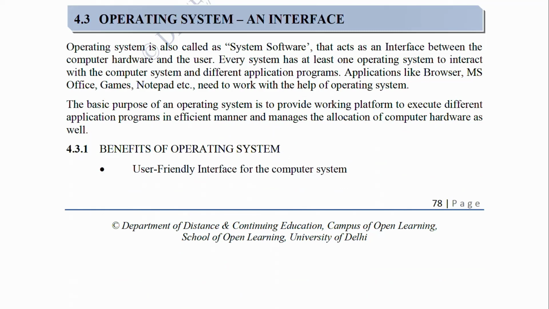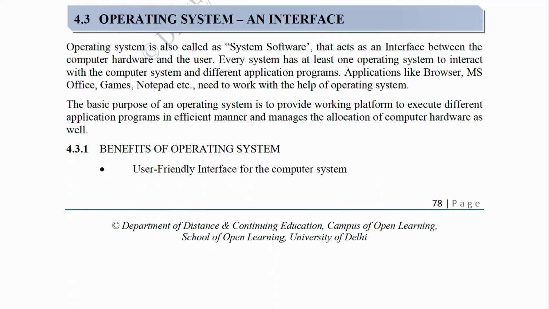4.3 Operating System and Interface. Operating system is also called as system software that acts as an interface between the computer hardware and the user. Every system has at least one operating system to interact with the computer system and different application programs. Applications like browser, MS Office, games, notepad, etc. need to work with the help of operating system. The basic purpose of an operating system is to provide working platform to execute different application programs in efficient manner and manages the allocation of computer hardware as well.